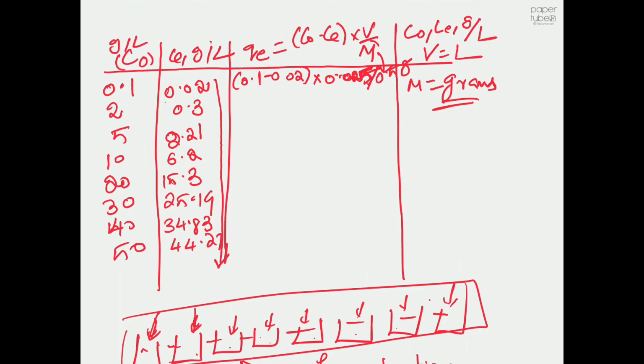So 0.02, 0.3, 2.25, 6.2. I will just put an arrow. If you start from 0.1 grams per liter, the equilibrium concentration is 0.02 grams per liter, and if you go to 50 grams per liter as your initial concentration, you reach equilibrium when your solution concentration is 44.27 grams per liter. So from this we can calculate our QE values.